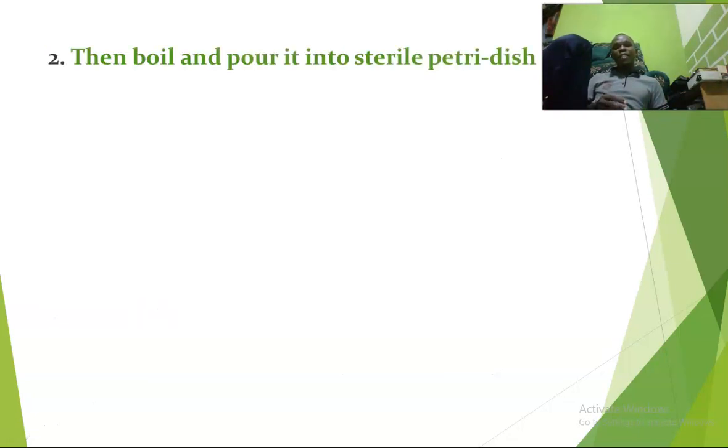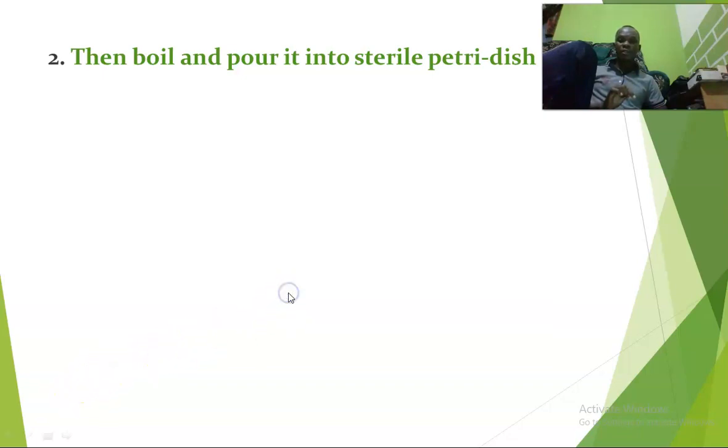So the next step is that we have to boil and pour that nutrient agar into petri dishes. The second stage now is to boil and pour the nutrient agar into a sterilized petri dish. I told you every material we are using here, we need to sterilize. So that nutrient agar we prepared, which I said can be in a conical flask or test tube, we now pour the content into the petri dish. One thing we must do is pour and cover immediately so that the little air in the lab will not contaminate our work.